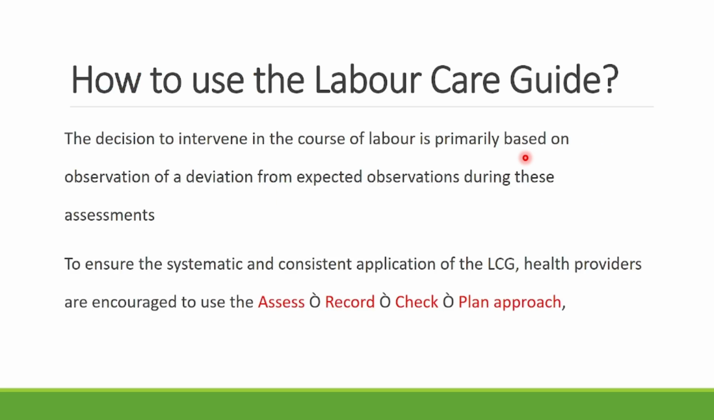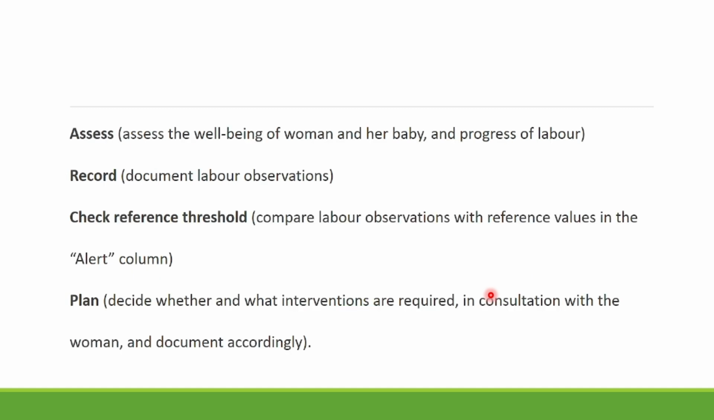How to use it? The most important thing is that first we assess the condition, then we record it, and we check the reference for the alert line, and then we plan our approach for the management. Assess the mother and the baby, the progress of labor, record, document on the graph, check the reference threshold.